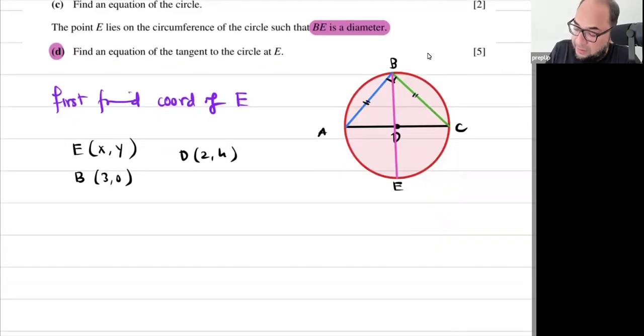In other words, the average of x and 3 should be 2. So (x plus 3) divided by 2 equals 2. X plus 3 is equal to 6. X comes out to be 3.